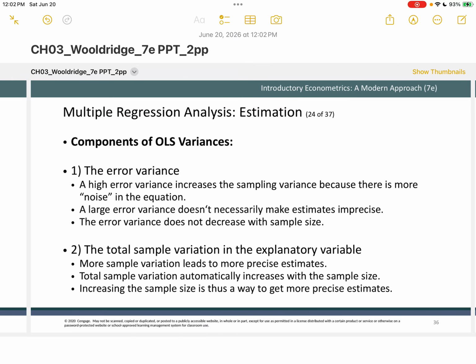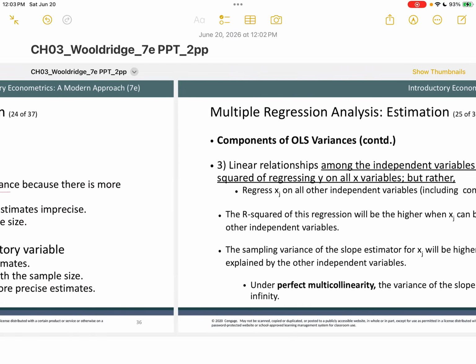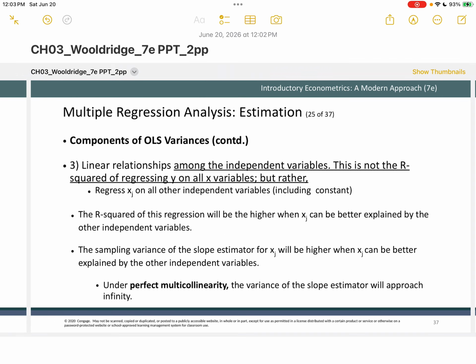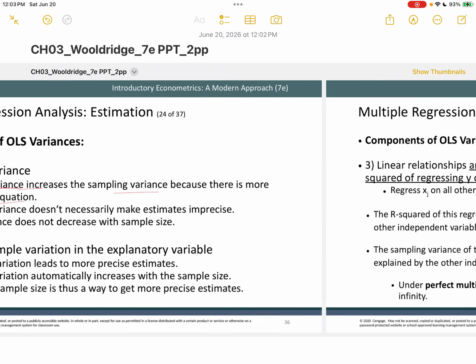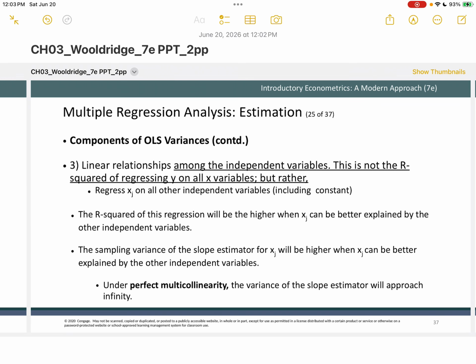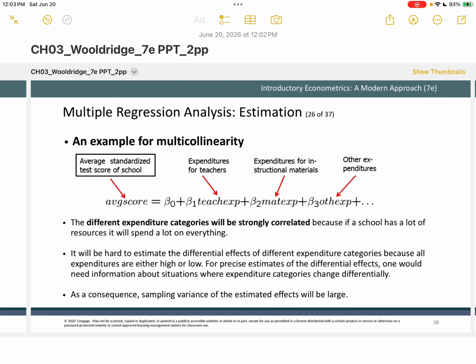And what about the error variance in the numerator? Well, a high error variance will increase your sampling variance because there is more noise. Now, this other second item and third item I just discussed earlier on 2 slides prior, so please pause the video and go back to look at it.